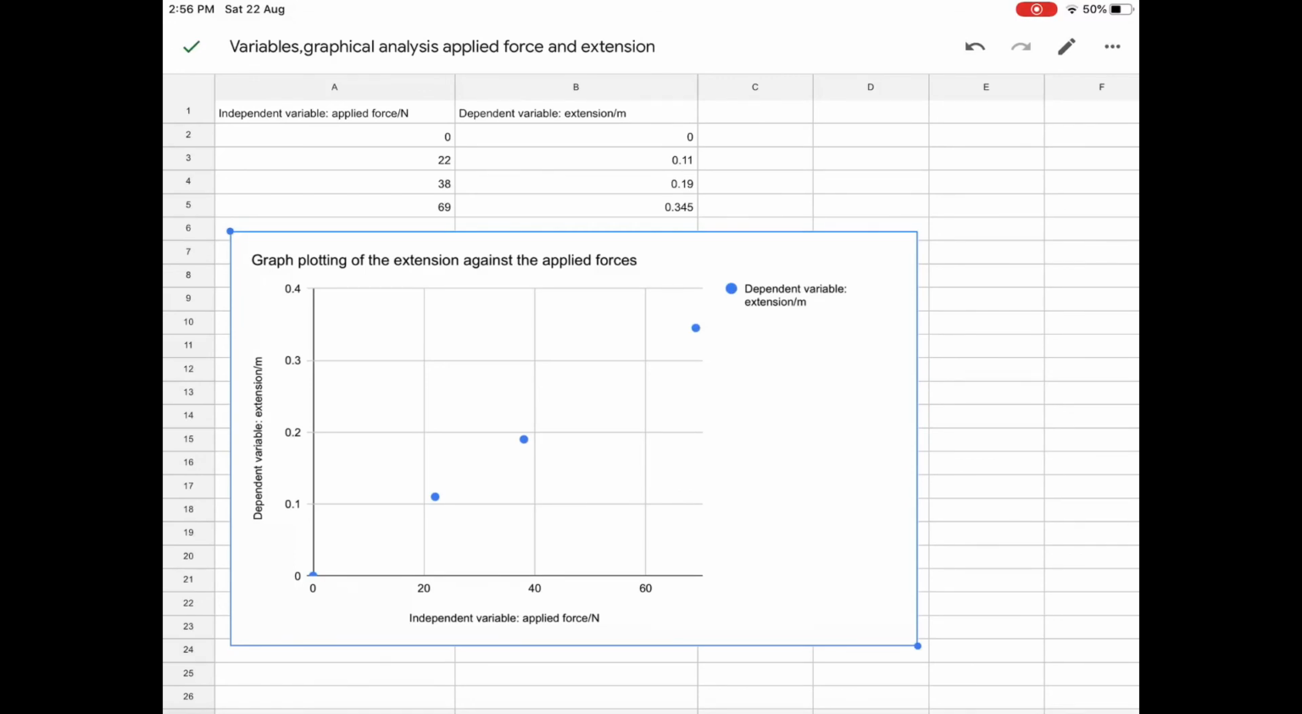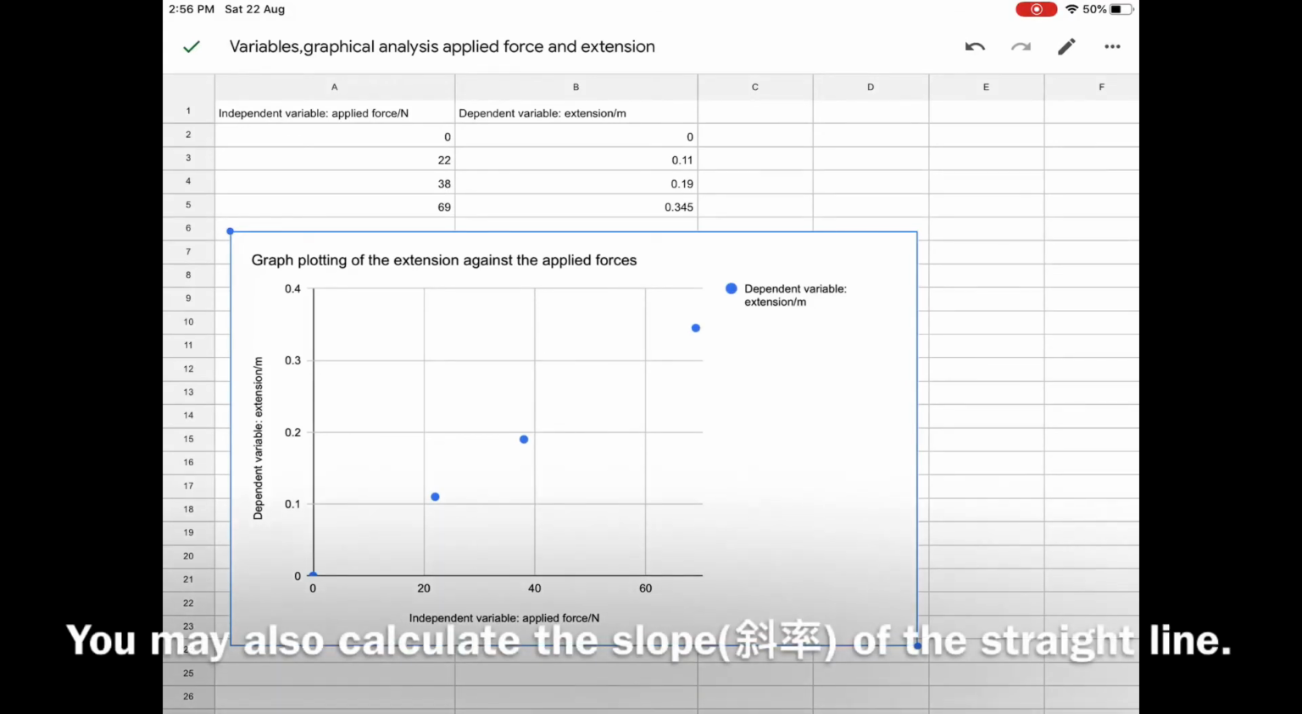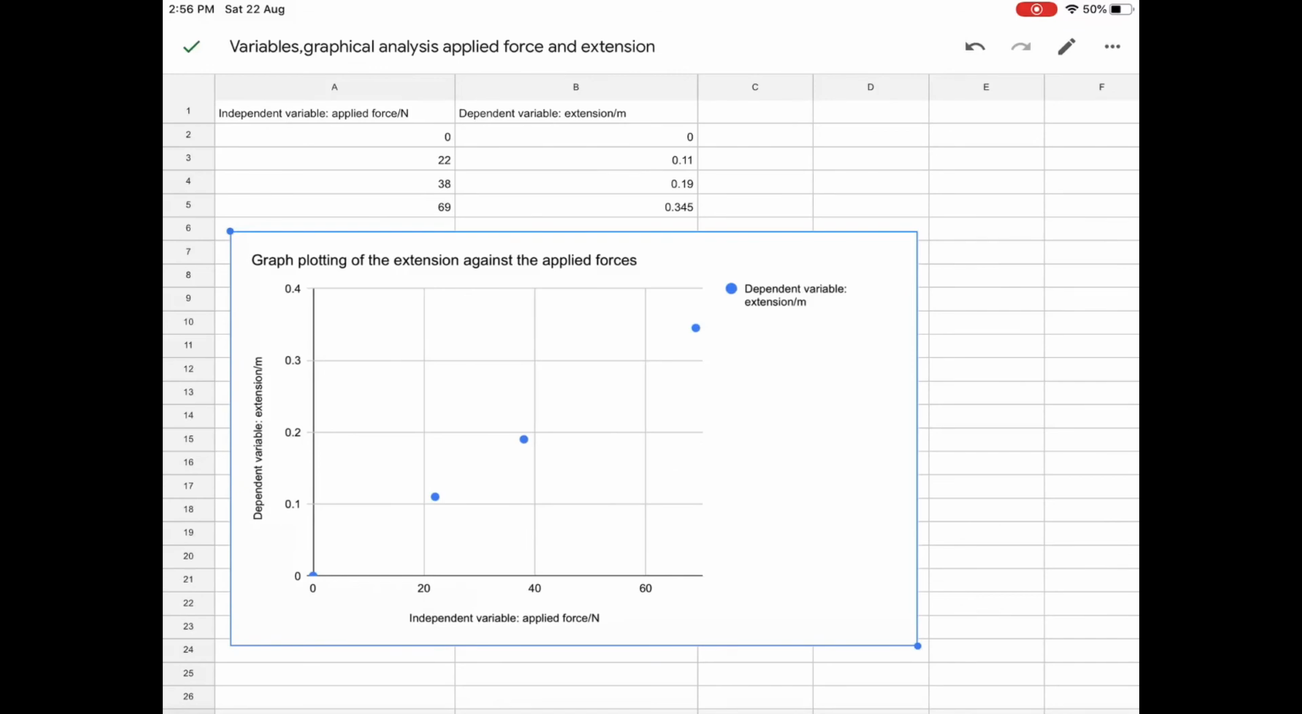And that is the graphical part. And also in this graph, you can see that if I increase the applied force by 1 Newton, then what the corresponding extension of the spring will be. And this is the advantage of this graphical analysis, rather than just saying that, okay, a stronger force is applied, then there will be a longer extension of the spring.